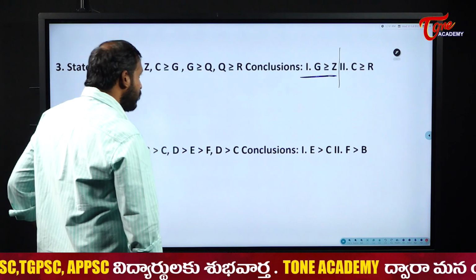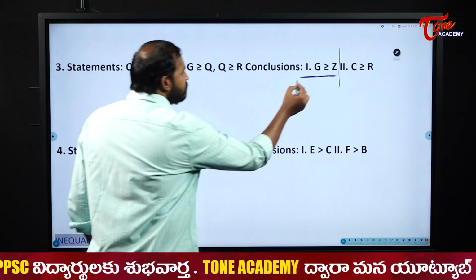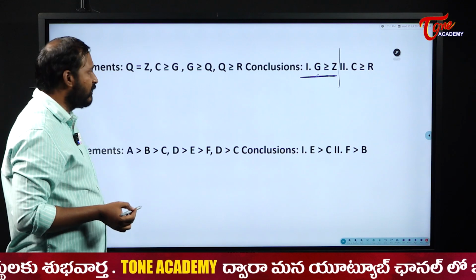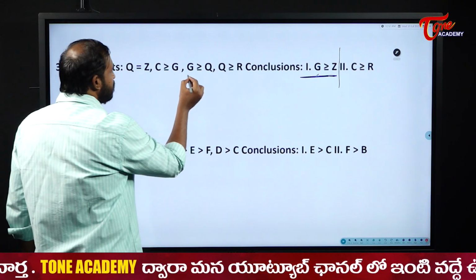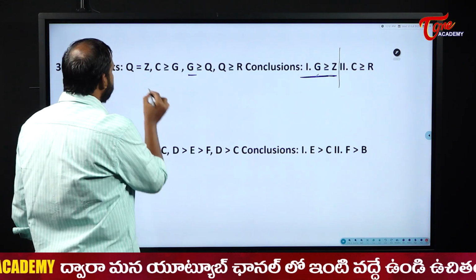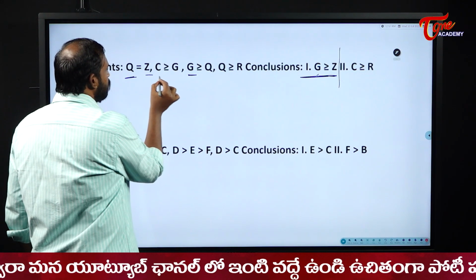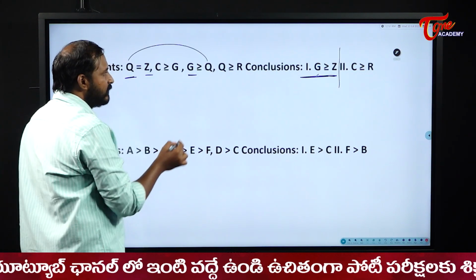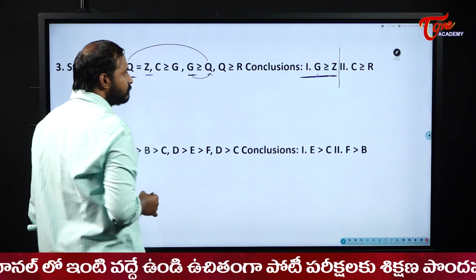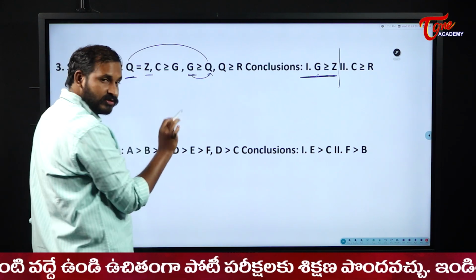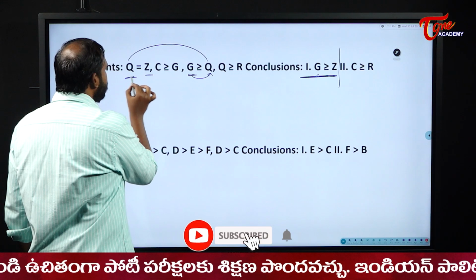Okay, now see here, students, I should travel from G to Z. Where do I have G? Here. Where do I have Z? Here. So what is the linkage here? Q, right? G to Q I can travel. Opening, right? Semi-opening, it is an opening. And Q to Z I can travel.